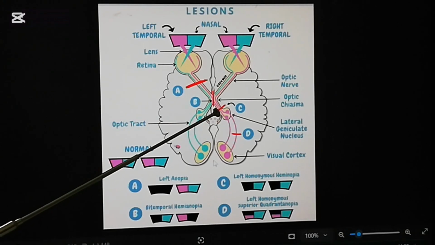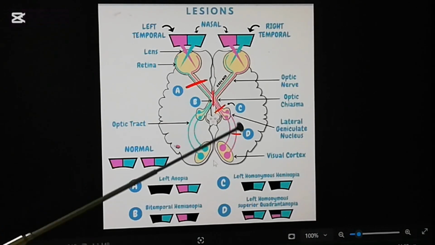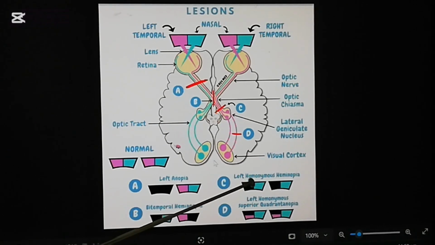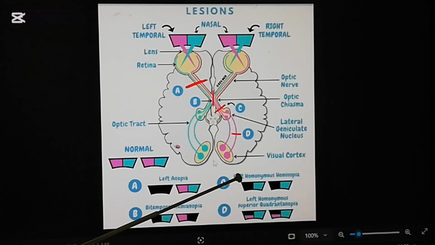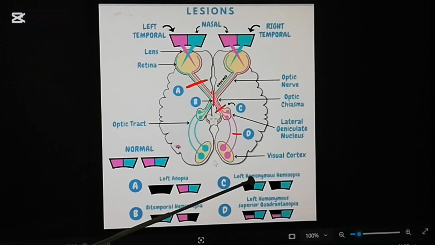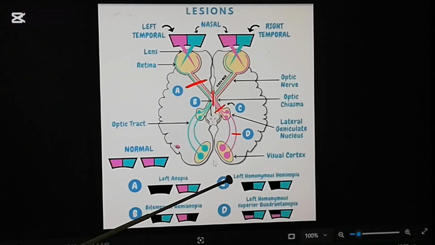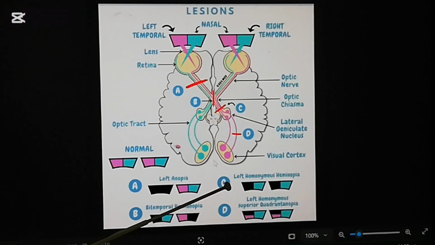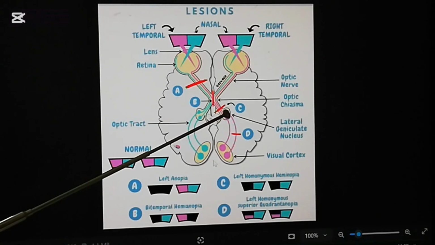As the right optic tract is severed or cut, we are losing half of the vision, so we label it as hemianopia. Of course, it is on the left side of each visual field, so we label it as left. Similar sides are affected, so we call it homonymous. So label it left homonymous hemianopia in case of a lesion of the right-sided optic tract.